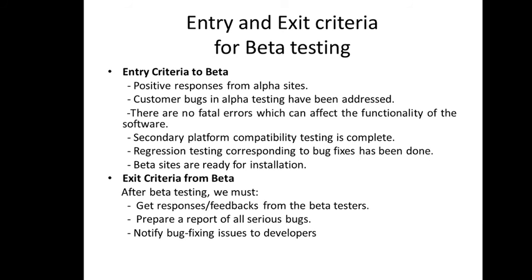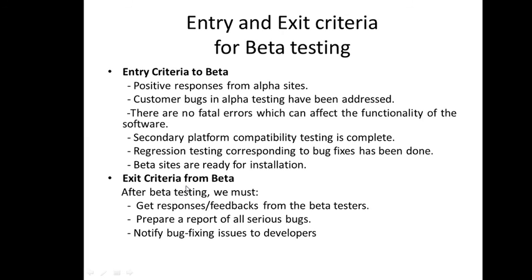Now, what is the entry and exit criteria? So simple: positive responses from the alpha site. Customers' bugs in alpha testing have been addressed. There are no fatal errors which can affect the functionality of the software. Secondary platform compatibility testing is complete. Regression testing corresponding to bug fix has been done, and beta sites are ready for installation. So this becomes the entry criteria.